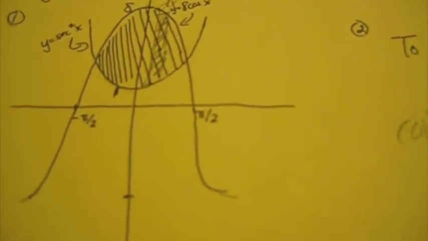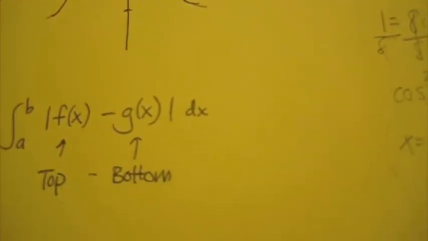Cosine cubed x will equal 1/8, so cosine x equals 1/2. Cosine inverse of 1/2 equals pi over 3. So from 0 to pi over 3, this covers this region of the graph, and now you can actually find the area.